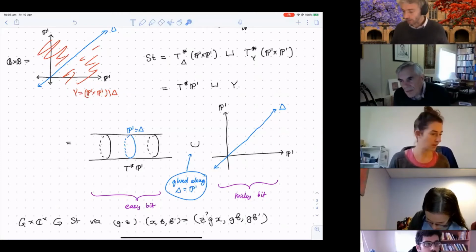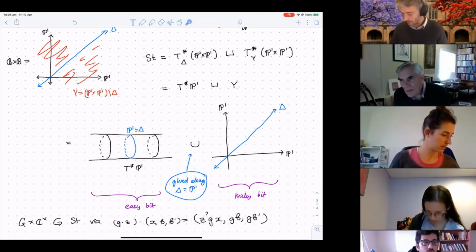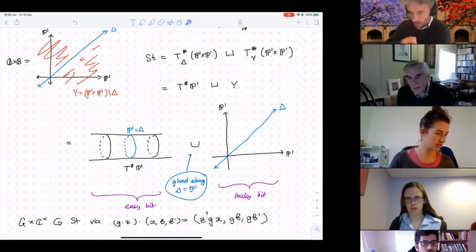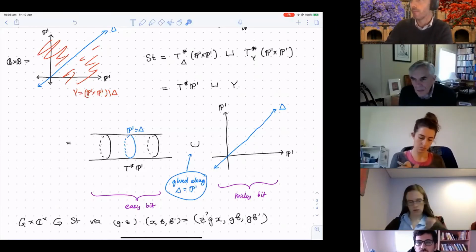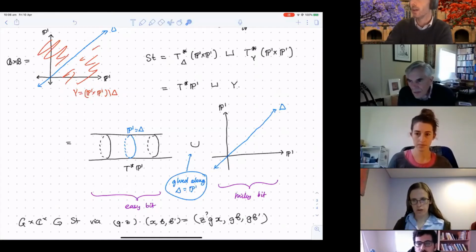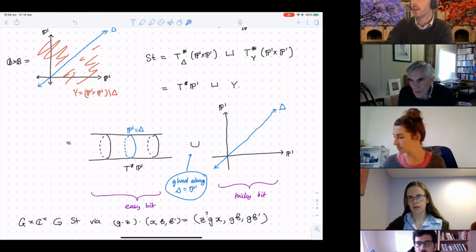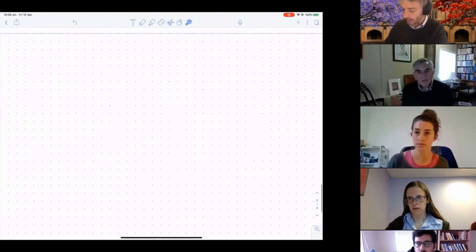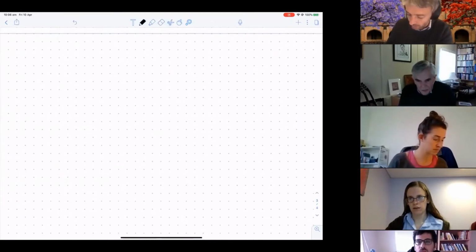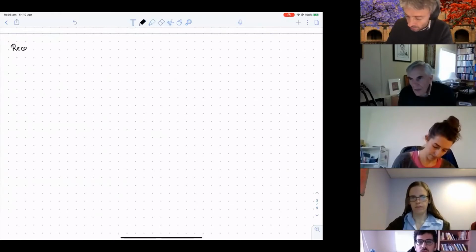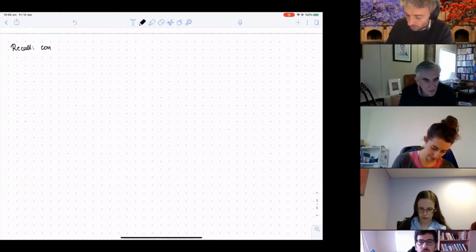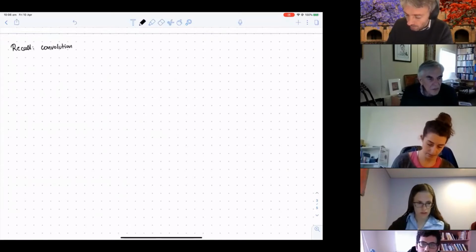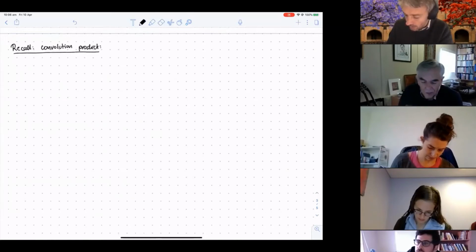Okay, so this is our picture of the Steinberg for SL2. So I just wanted to remind you about the algebra structure. I'm sorry if this is sounding like a broken record, but it's a little while since we've done this. The convolution product.